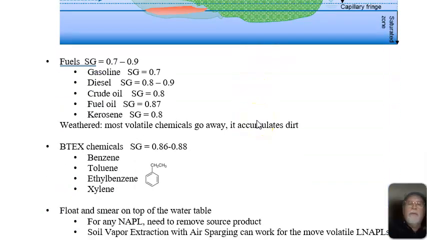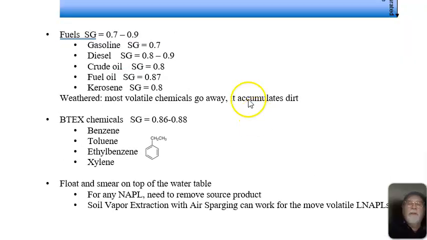LNAPLs are like fuels, gasoline. These are the specific gravities. 0.7 diesel oil, crude oil, fuel oil, kerosene. And as I mentioned, it's in the ground there, it gets weathered. The most volatile stuff kind of goes away, not completely. We deal with some sites that are 150 years old, and there's still some volatile chemicals in there. And it accumulates dirt, so it looks all gunky a lot of times.